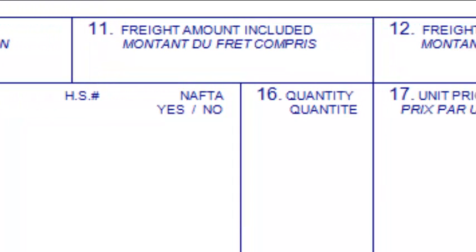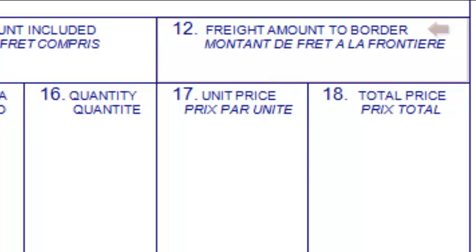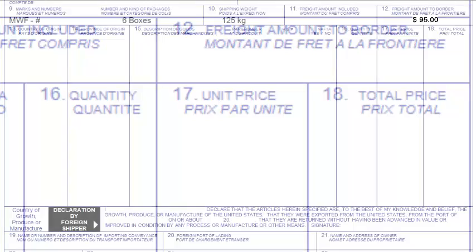Field 11 is the freight amount included. This is applied to a portion of the invoice price that accounts for weight charges of the goods. This is only applicable to those circumstances, otherwise leave it blank. Freight amount to border is Box 12, which indicates the freight amount from the place of lading to the border.